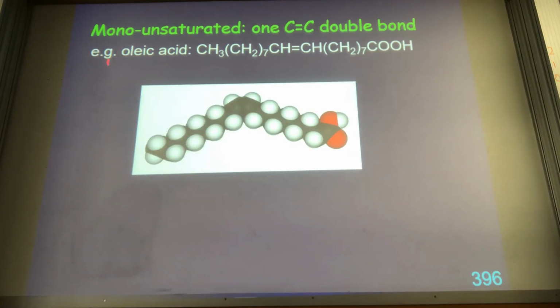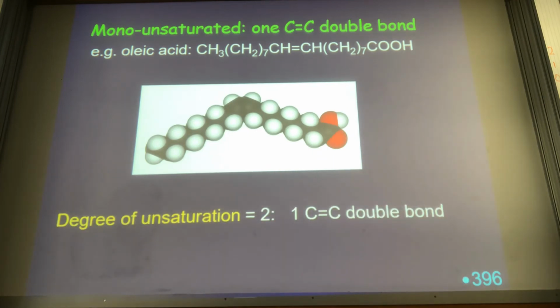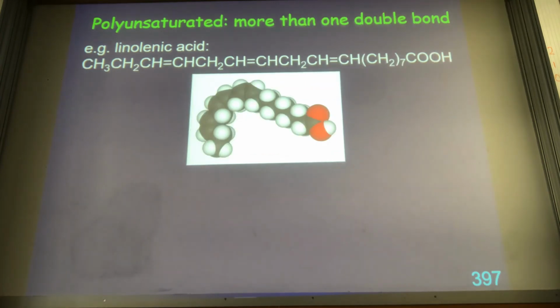Mono unsaturated, mono 1 carbon-to-carbon double bond. Oleic acid is an example of that, given semi-structurally here. And what that does is it puts a kink in the chain. Degree of unsaturation of 2, so the carboxyl C double bond O plus 1 carbon-to-carbon double bond. Polyunsaturated, many carbon-to-carbon double bonds, and linolenic acid contains 1, 2, 3 by the look of it.